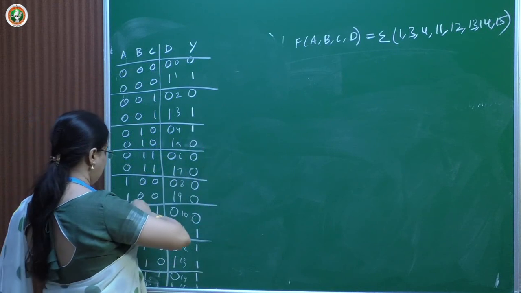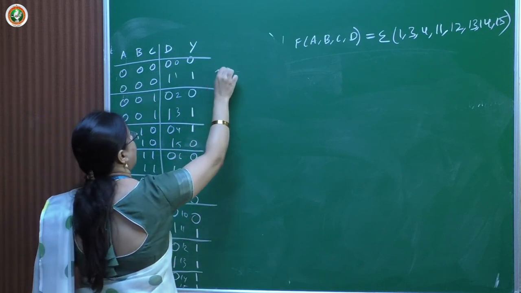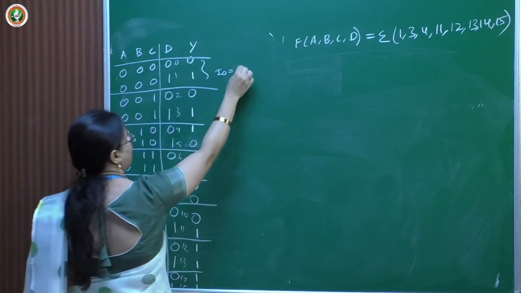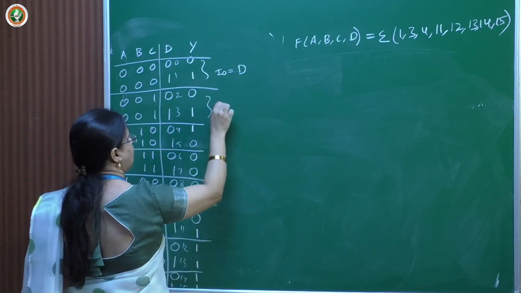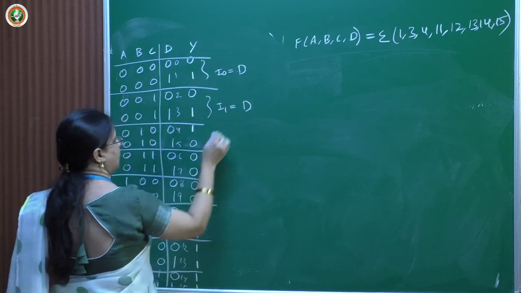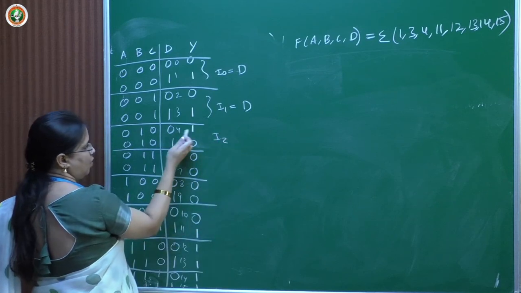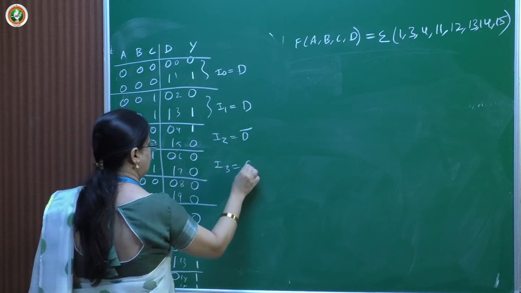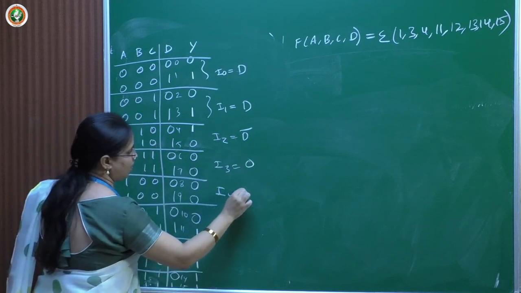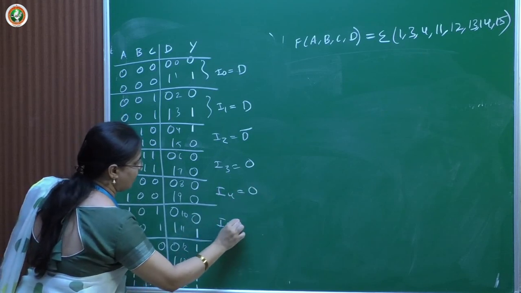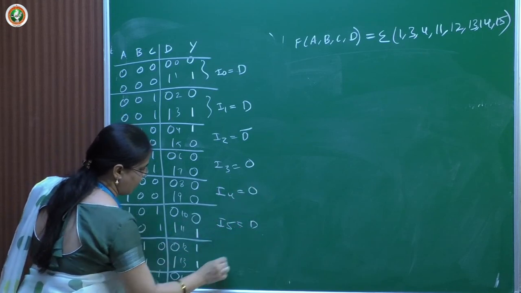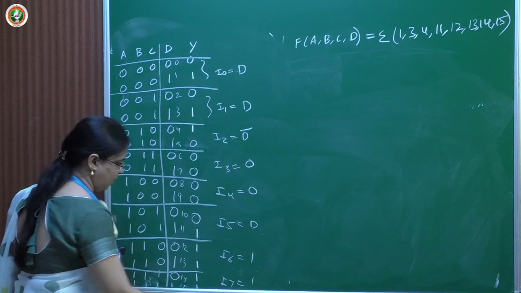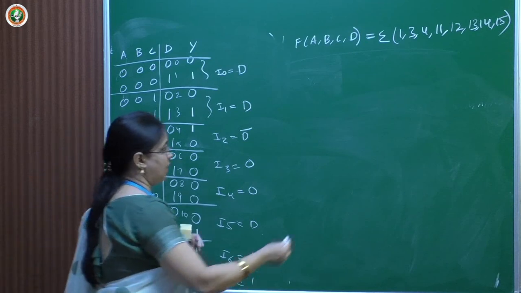So now find out the values for your input. So I0, you can see D is 0, Y is 0. D is 1, Y is 1. So what will be I0 value? D. Similarly, I1, we are going to get D. Then we have I2, 0, 1, 1, 0. So it is D bar. Then I3, it is 0, I4, 0, I5, I guess D, I6, 1, I7, 1. Okay, so now let us try to draw the circuit.